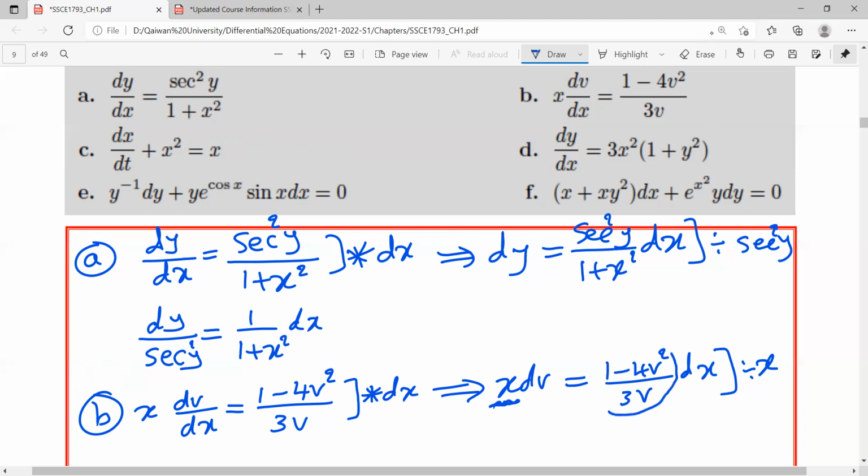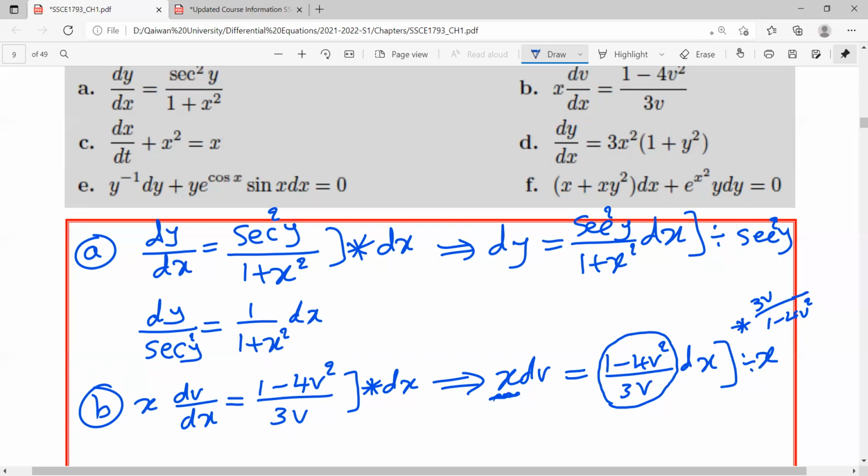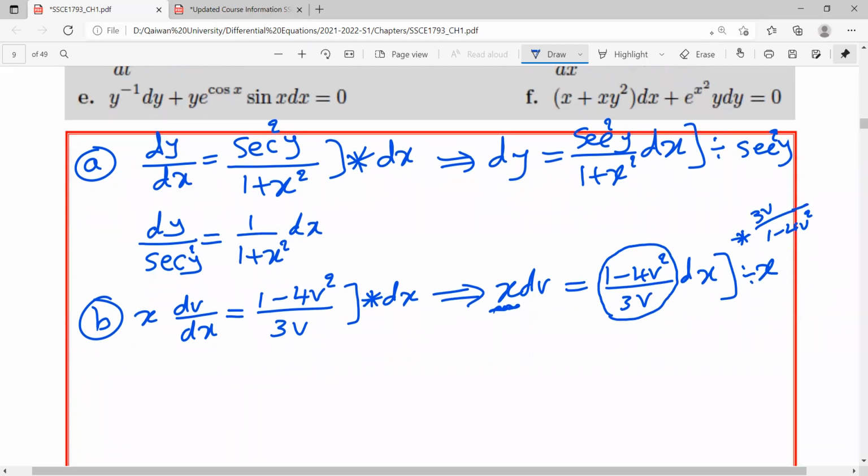And here we have this fraction, which includes v. How to remove this? We can divide, or we can multiply it by its inversion. We can multiply it by 3v over 1 minus 4v squared, or we can divide by itself. Now, if we divide both sides by x, what do we get? On the left-hand side, we just get dv. On the right-hand side, we get dx over x.